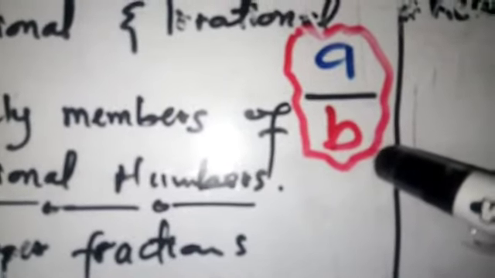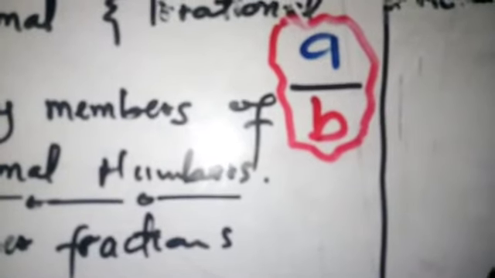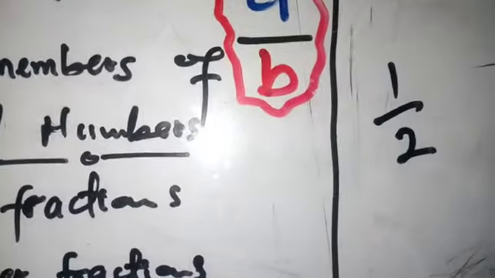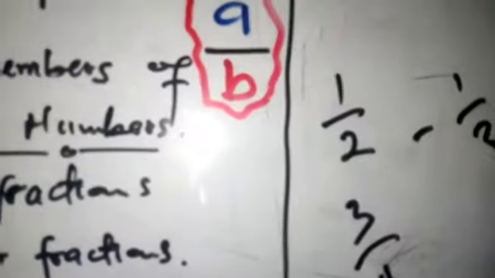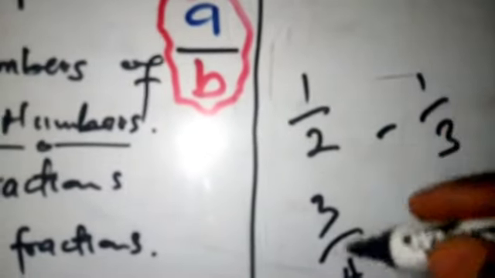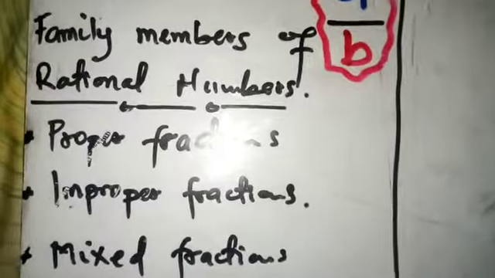So what we are trying to say is that a rational number has a number on top as well as another number at the bottom, and both are integers. Maybe something like 1 over 2, 3 over 4, negative 1 over 3, and so on. This is what we call rational numbers. Now let's look at the families of rational numbers. I'll explain that in a few minutes.